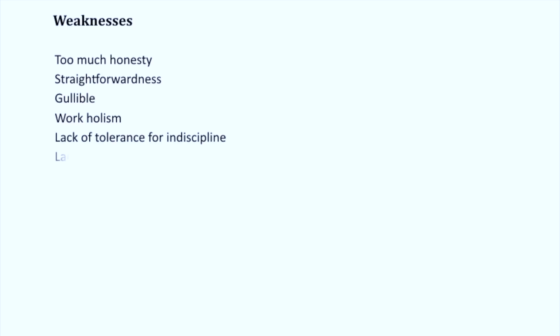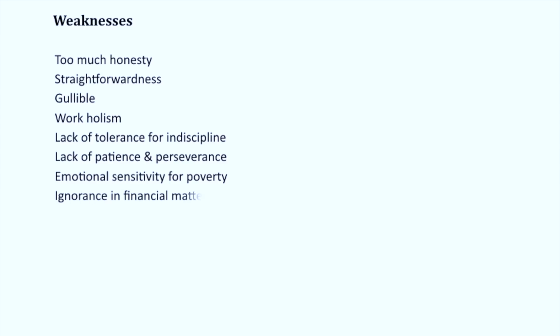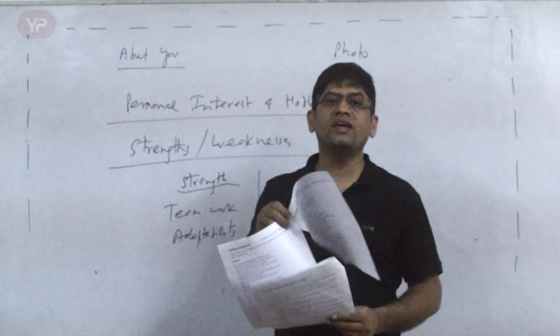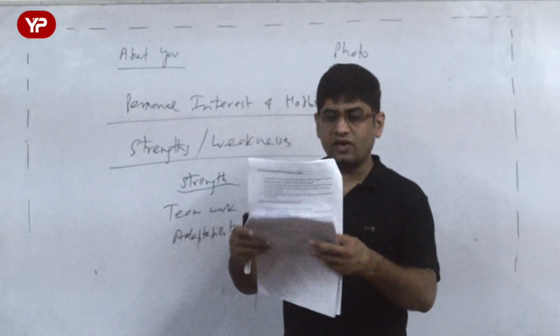Lack of tolerance for indiscipline, lack of patience and perseverance, emotional sensitivity for poverty. You will not say I am emotionally insensitive, you will say emotional sensitivity for poverty. Ignorance in financial matters, imprudent spending behavior, spendthrift, that is a word for you, spendthrift. Online shopping is my weakness. Poor handwriting, introvert and reserved nature, stage fear. So these can be your weaknesses which you can represent as your weakness.